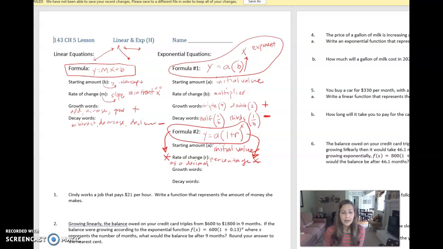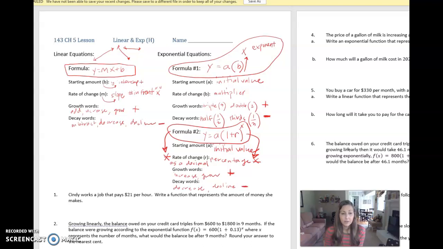Growth words here, increase, grow, that might be a word that's used, but these words are going to mean add, okay, because things are going to be growing and getting bigger. And then some decay words might be decrease or decline, or I'm going to put decline because nothing else is coming to my mind right now, but any word that means something is getting smaller, okay?